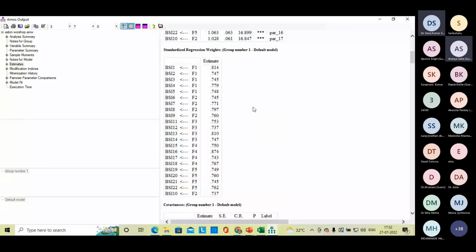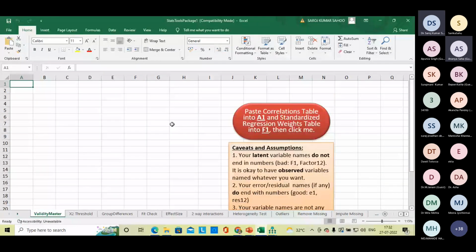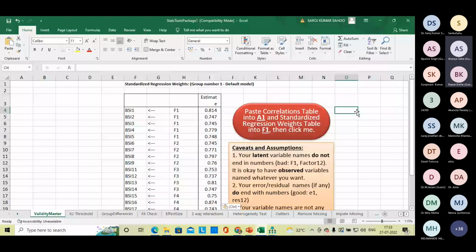Go to the Amos output, copy it. Copied it, all of you? Yes, sir. Now go to that Excel sheet. Just paste it by clicking on F1. Done it?